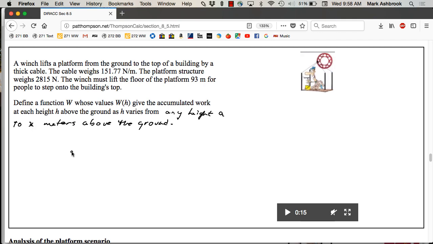Okay, so we know the basics of work. We know the basics of building an accumulation function. And we know a little bit about weight now. So the real challenge in this problem is conceptualizing the quantities, and thinking about the relationships between quantities. So before we just dig in and start writing equations, let's ask, what are the key quantities involved?